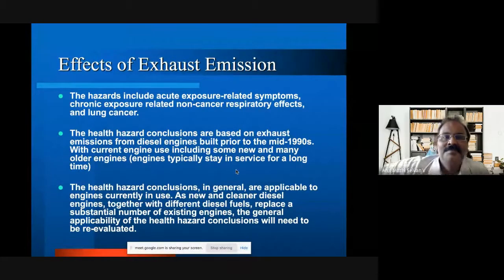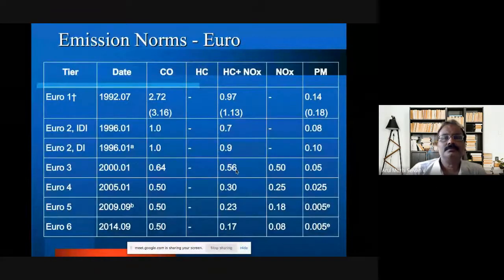Fine. So effects of the exhaust emission. Of course, this also we have discussed. The emission standards: we started in 92, and slowly we moved. Before these emission regulations were present, you used the fuel, burned it and released it to the atmosphere, that's it. You never bothered about what you were releasing.